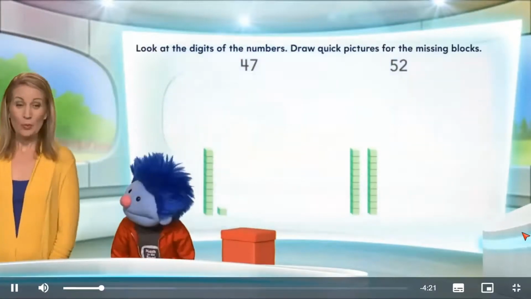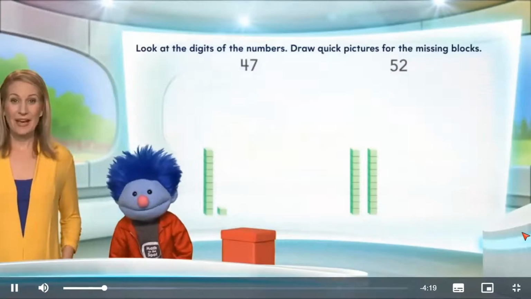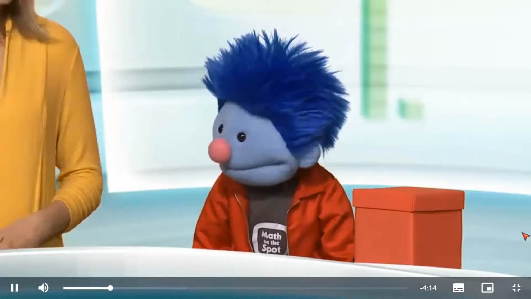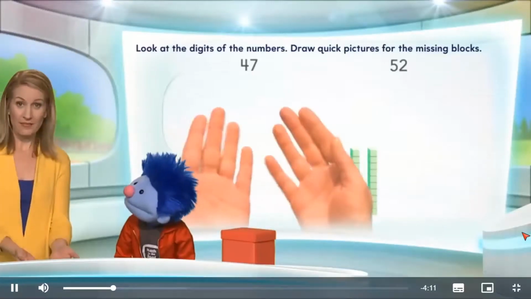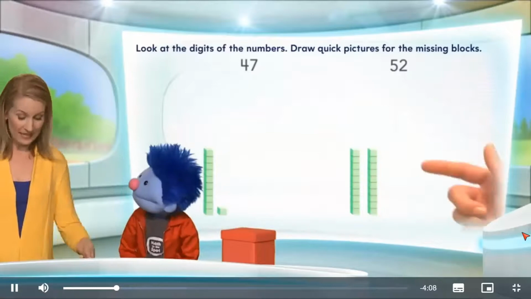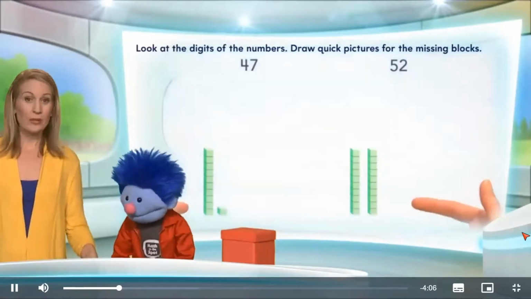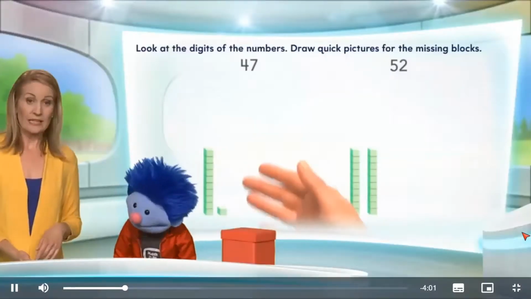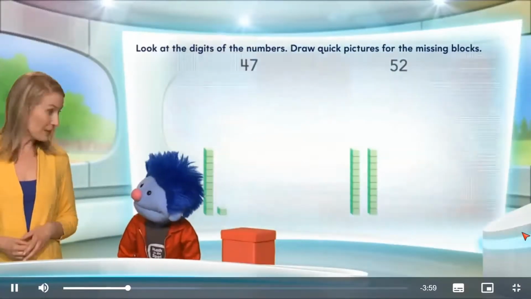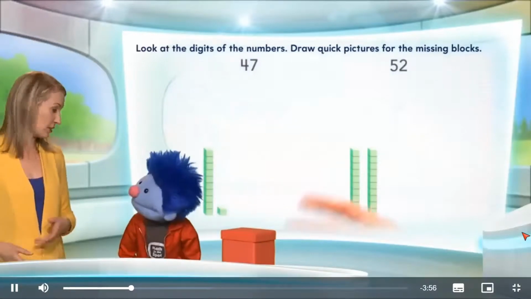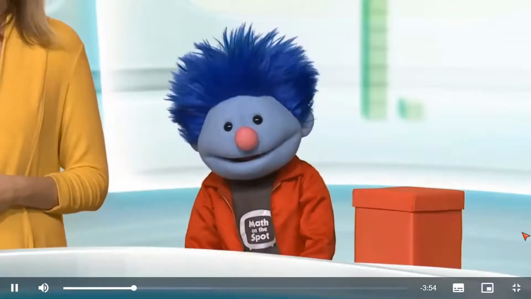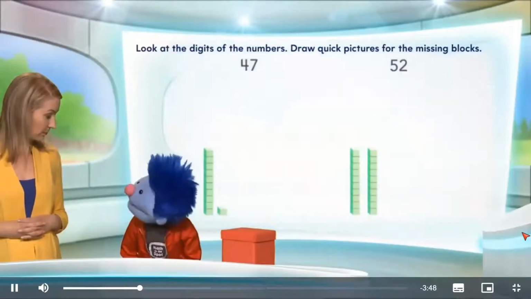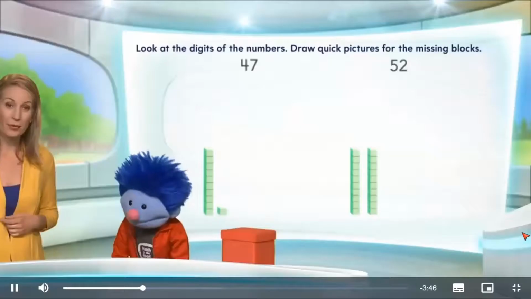Okay. Well, take a look at the digits of these numbers, 47 and 52. We're going to draw some quick pictures for 47 and 52. The pictures that are below each number are only partially made. In fact, there are lines and circles missing. Lines that show tens and circles that show ones. Oh. So we are going to fill in with the missing blocks. I see. Okay. So let's start with the number 47.